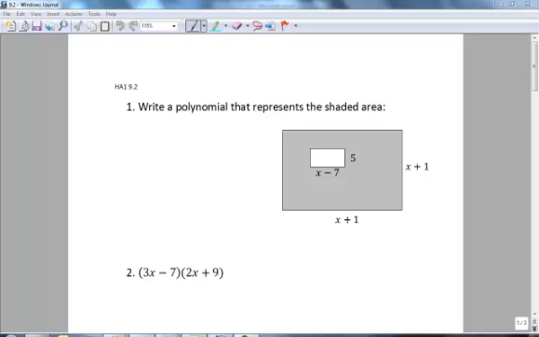So we're going to start off with an example from geometry. Number one says, write a polynomial that represents the shaded area. Obviously, the shaded area is illustrated there, pretty easy to see. As far as a general strategy goes, I think probably what we should do here is take the area of the large rectangle minus the area of the small rectangle. So that'll give us just what's left over, the shaded area.